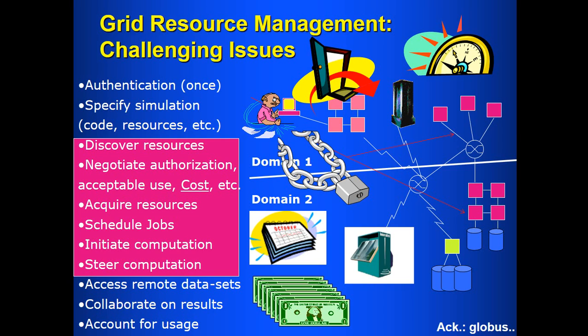Grid resource management challenge issues. These slides show the various challenges of using grid resources. Authorization: the user must first be authenticated. This is done once. After that, the user will be allowed to utilize the resources. Security mechanisms permit resources to be accessed only by authorized users.